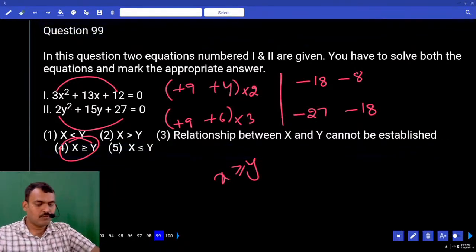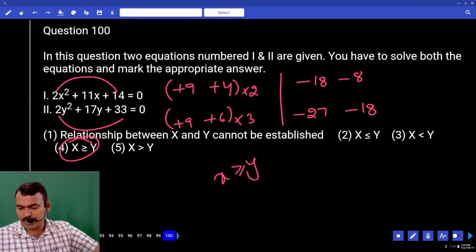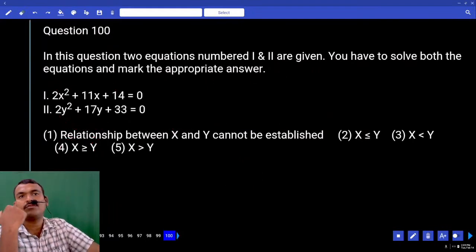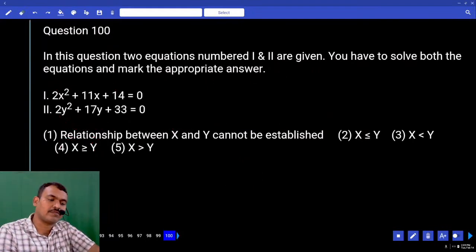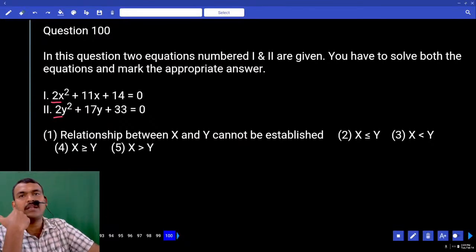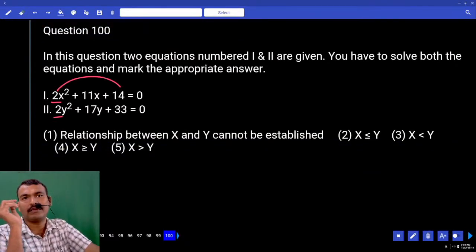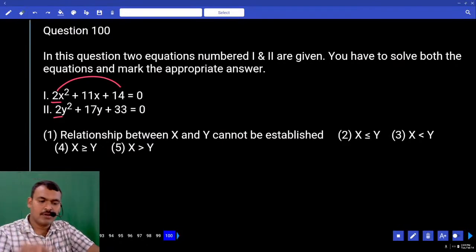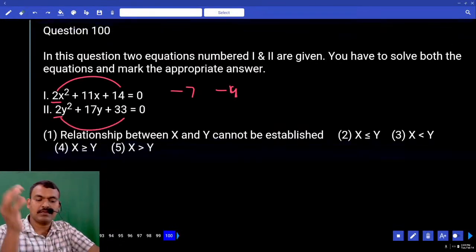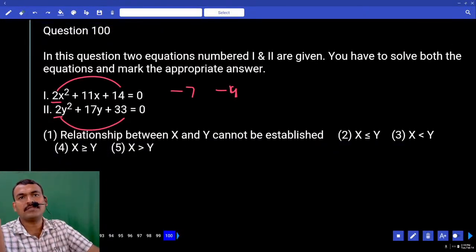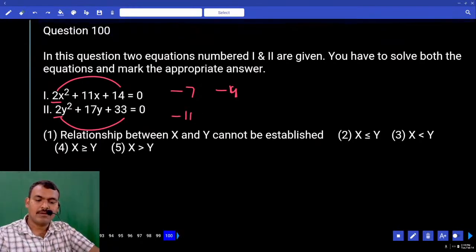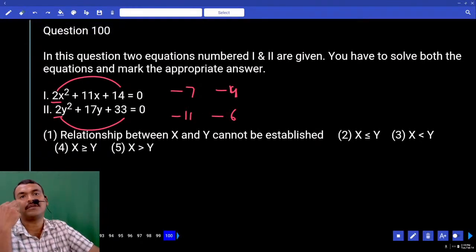Which option? Fourth one. Next question number 100. Both the equations' coefficient of x square and coefficient of y square are the same. Then directly I take the factors, or not. 2 into 14, 28, means 7 into 4. Final roots are minus 7, minus 4, or not. Second one, 2 into 33, 66. 11 into 6, minus 11, minus 6. Final roots are initial roots.